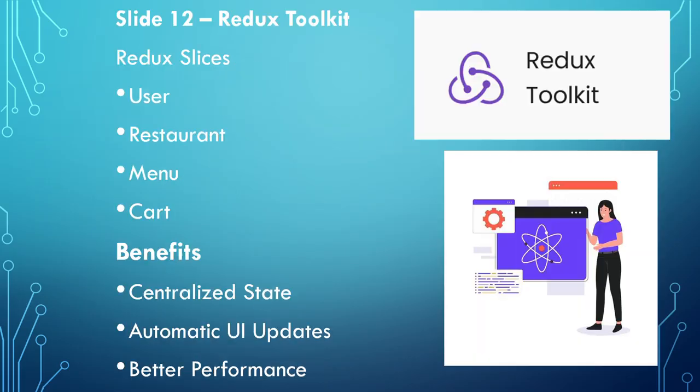Next, we'll see the Redux toolkit. The Redux toolkit is used for managing the application state. Instead of passing the data through multiple components, Redux stores the data centrally. That is one of the benefits of using the Redux toolkit. Now, whenever the data changes, the user interface updates automatically, making the state management more efficient. That is another reason to use the toolkit. Now, moving toward the next slide.